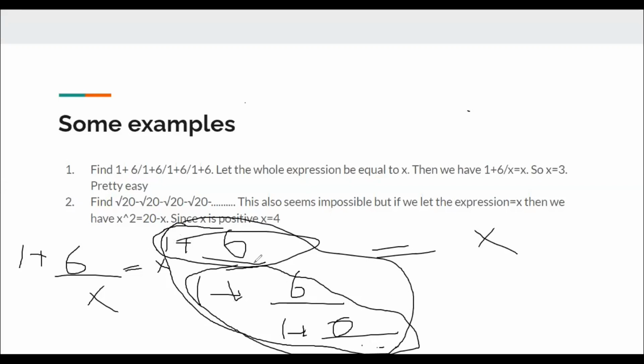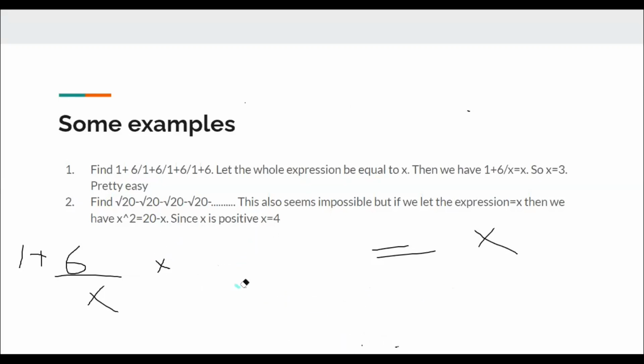So you have 1 plus 6 over x is equal to x. Now it's pretty straightforward. You can find that x is equal to 3. You can just plug it in and find out, or you can do quadratics, your choice.